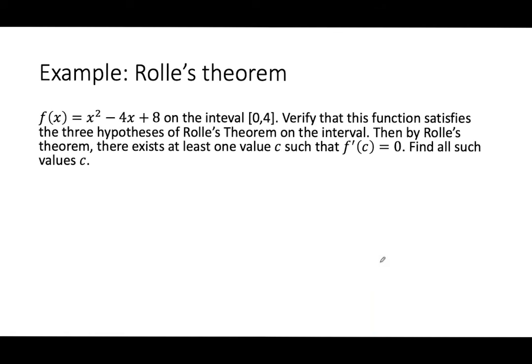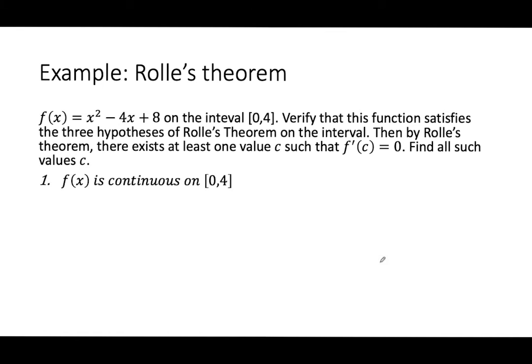Next example. It says that f of x equals x squared minus 4x plus 8 on the interval [0, 4]. And it says verify that this function satisfies the hypotheses of Rolle's theorem on the interval. Then by Rolle's theorem, there exists at least one value c such that f prime c equals 0. Find all such values of c.